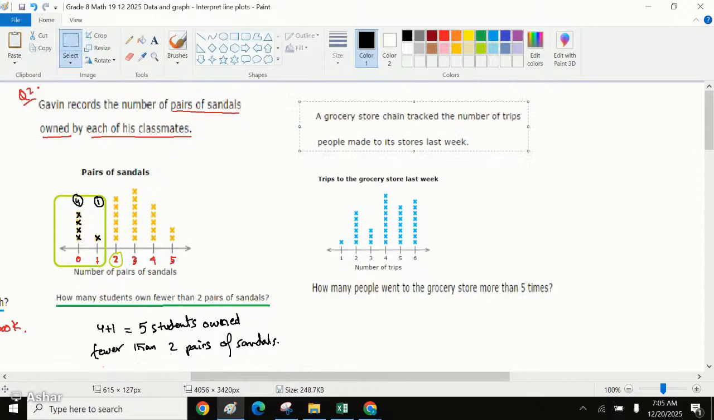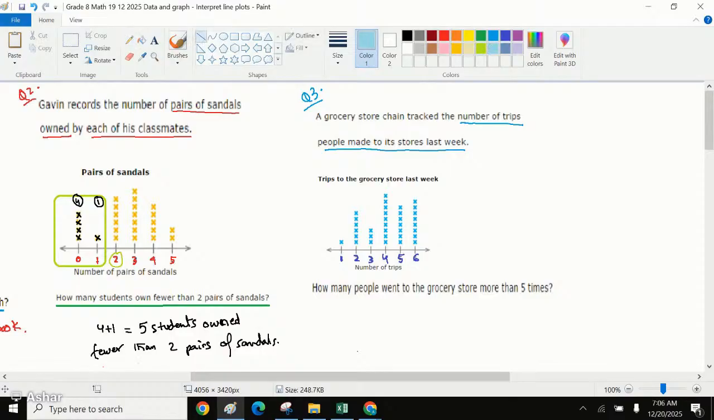The next question, question number 3, says that a grocery store chain tracked the number of trips people made to its store, right? How many people were coming to the store on a regular basis? Some people might not show up, not even a single day. Some people can show up one day. So let's see over here in the question. They say the number of trips would be 1 trip, these many people. The people who did 2 trips were these many, then 3 trips, 4 trips, 5, and 6 trips. So the maximum number of trips people did was 6 in the week, right?